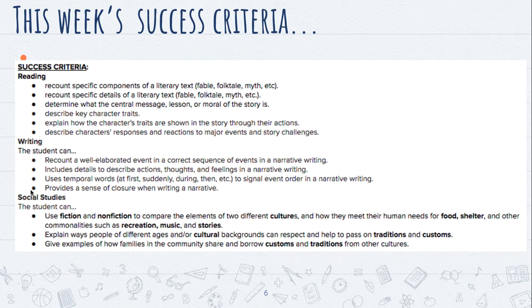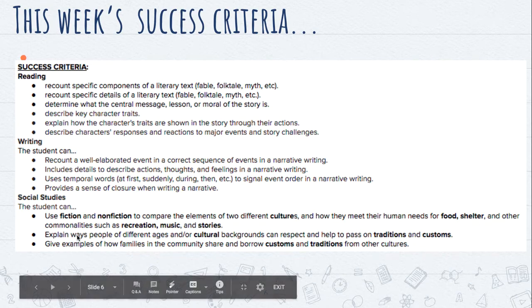We're also doing social studies. To be successful in social studies, you're going to use fiction and nonfiction to compare the elements of two different cultures and how they meet their human needs for food, shelter, and other commonalities such as recreation, kind of like what they like to do for fun, music, and stories. You are going to explain ways people of different ages and cultural backgrounds can respect and help pass on traditions and customs. Give examples of how families in the community share and borrow customs and traditions from other cultures.